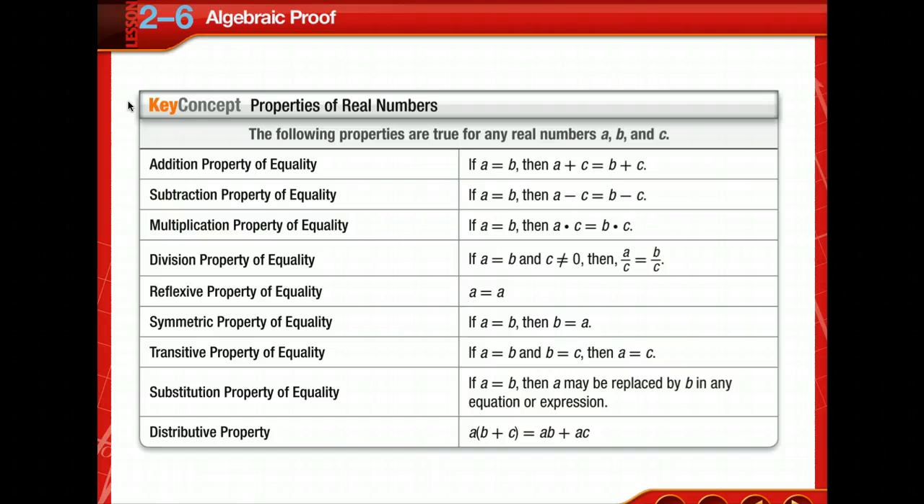Algebra is a system with sets of numbers and operations and properties that allow you to perform algebraic expressions. Here are several of the properties of real numbers that I want you to add to your properties page so that you'll have available when you're writing proofs. So pause the video for a little bit and get that done, and then restart and we'll go on into algebraic proofs.